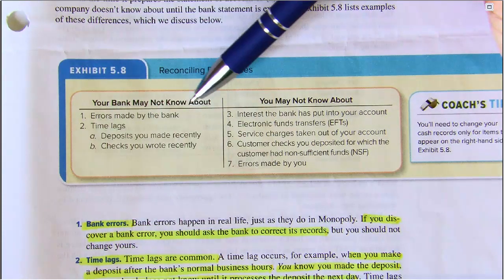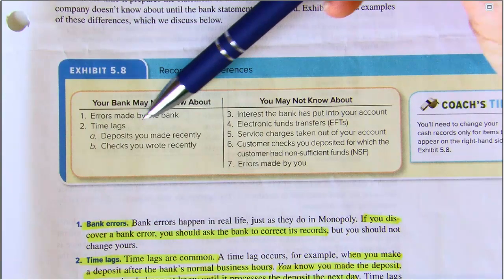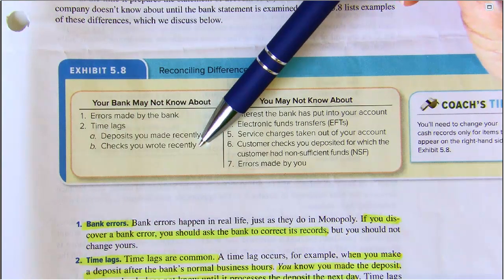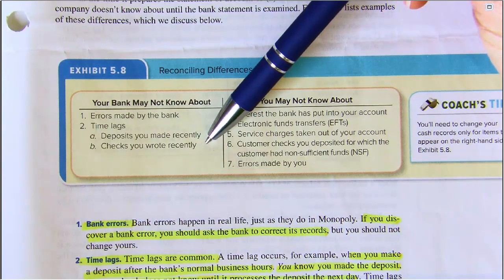So what may the bank not know about? Well, errors that they made, or time lags, such as deposits that you recently made or checks that you recently wrote. You would know about them and you would include these things in your T account. However, the bank wouldn't know those things and consequently their balance would be different.